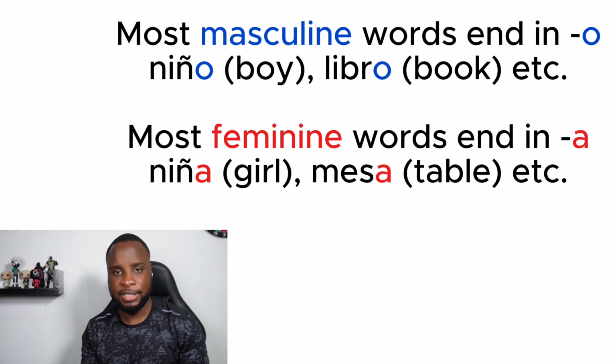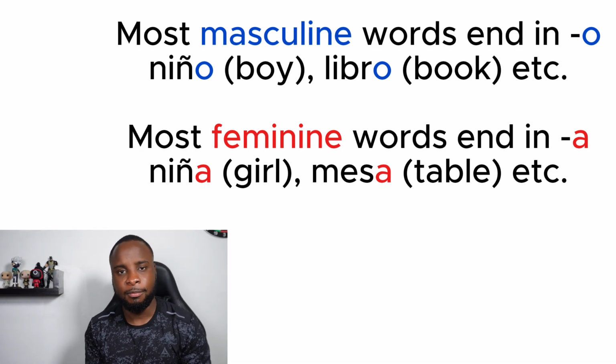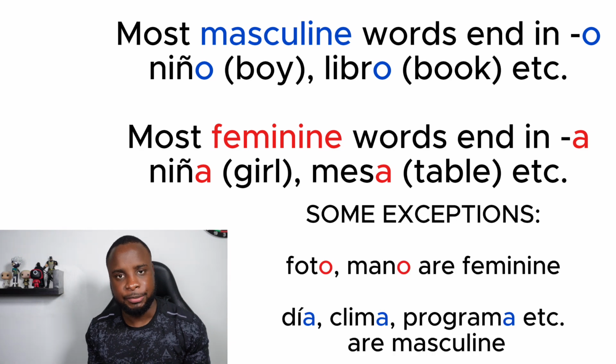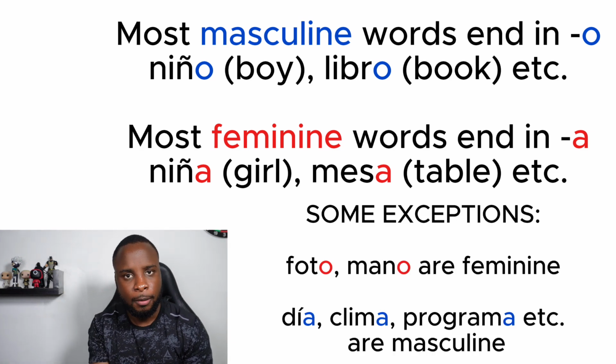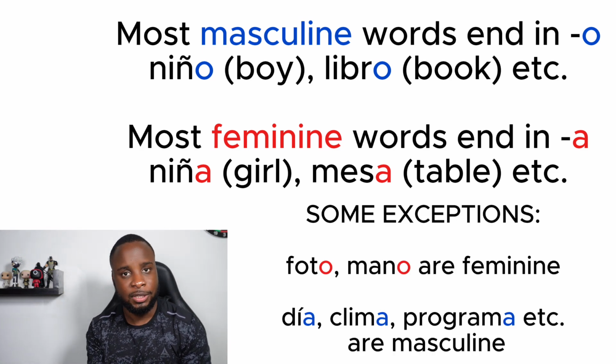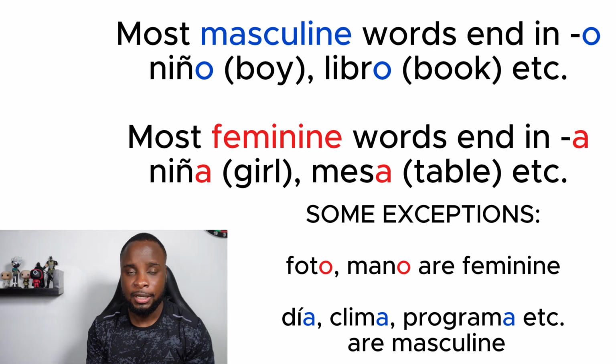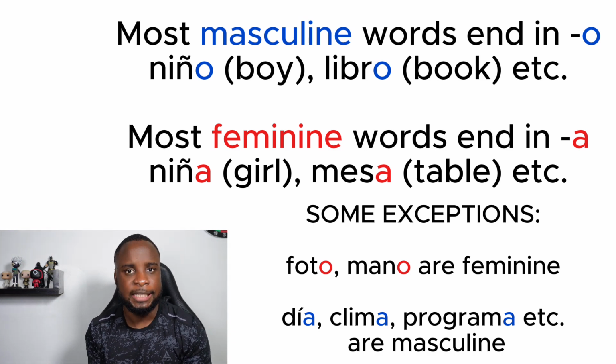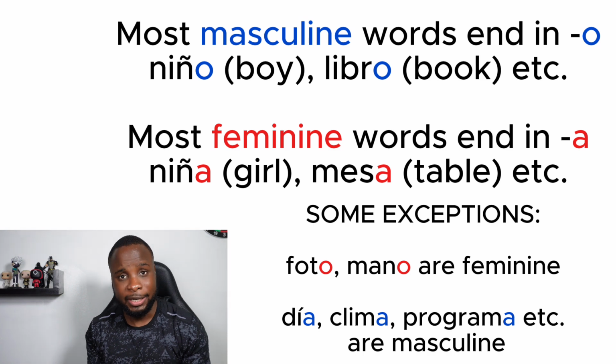Okay, so basically, as a general rule of thumb, words that end in O usually tend to be masculine, and words that end in A are feminine. However, there are obviously some exceptions, like foto, mano, for example. These are words that end in O but are feminine. And on the other hand, we have words like día, clima, programa. They all end in A, but in reality, they actually are masculine. So that's basically it to Spanish genders. Easy peasy.